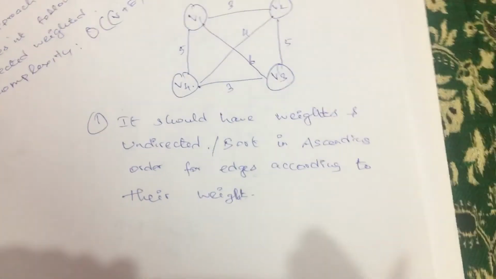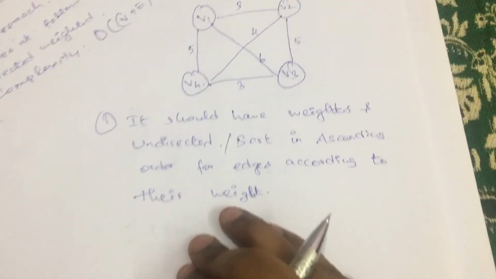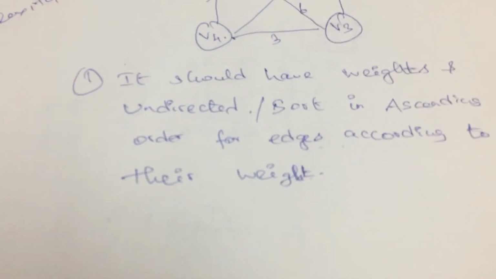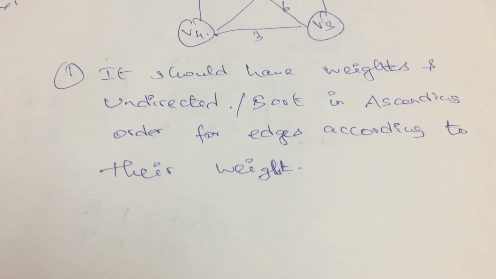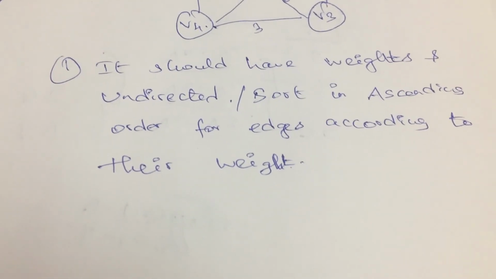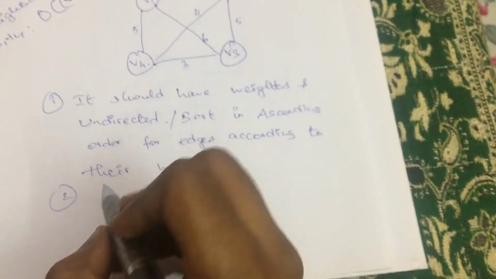So this is the first thing we need to remember here. It should always have a weight and it should be an undirected graph. It should have a weight, it should be undirected, and the edges should be sorted in ascending order based on the weight of the edges. And the second one is it should never form a cycle, right?